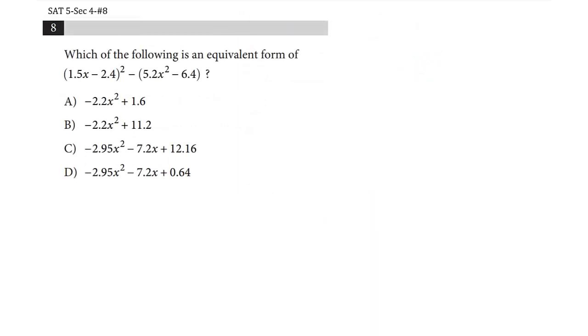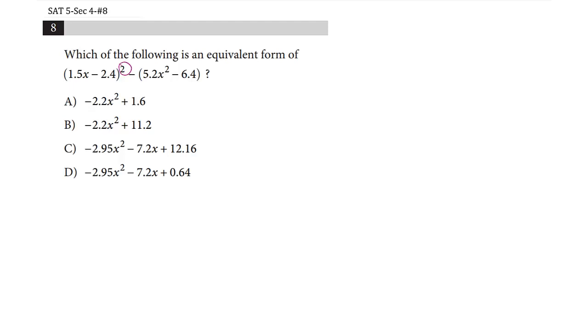Which of the following is an equivalent form of the quantity 1.5x minus 2.4 squared minus 5.2x squared minus 6.4? This is another classic example of simplifying expressions with the added complexity of squared. And all we need to do is square that.